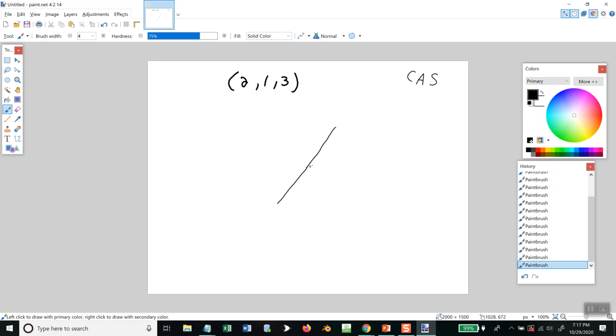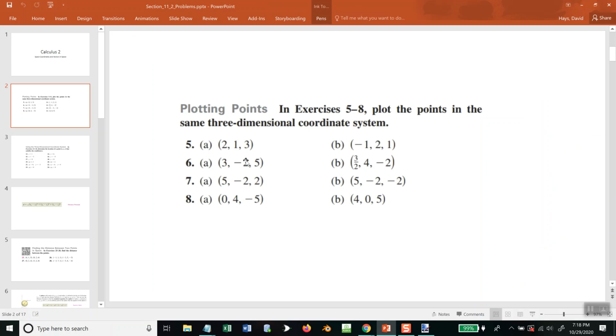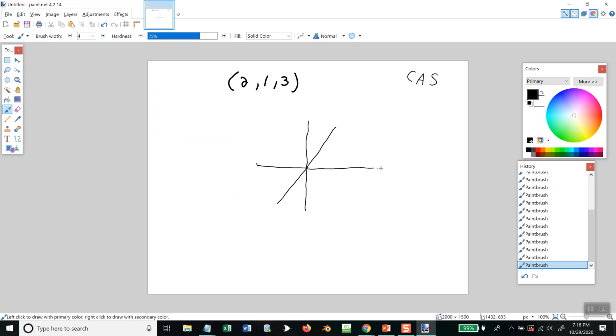Pretend this looks 3D to you. Which problem is this? 5A. Okay, so this is our X. As you go this way, it's positive. As you go this way, it's negative. This is our Y. As you go this way, it's positive, and this way, negative. And this axis is our Z, and as you go up, it's positive, and as you go down, it's negative. Pretty soon you get used to not thinking in absolutes.